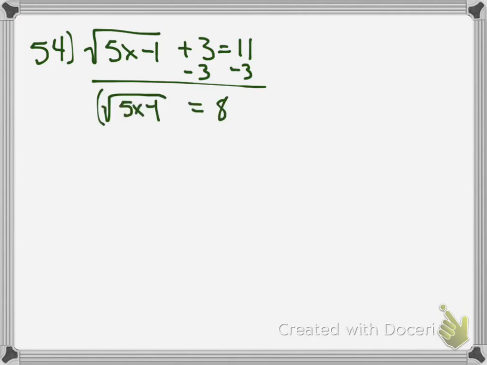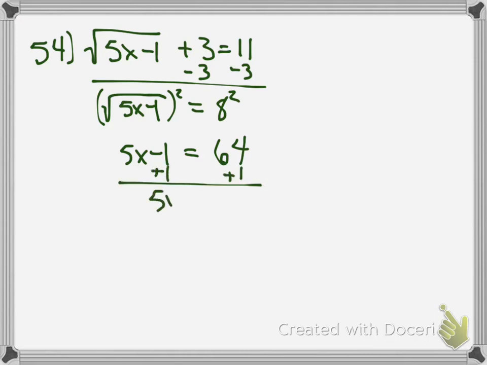So then I can square this. That gets rid of the square root and leaves me with just the 5x minus 1 equals 8 squared, which is 64. Then I can add and divide, and I got my answer. Bam and bam. Simple, easy peasy, kind of go from there.